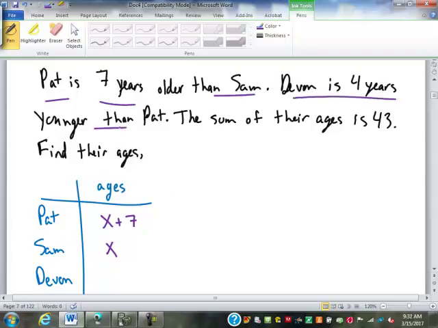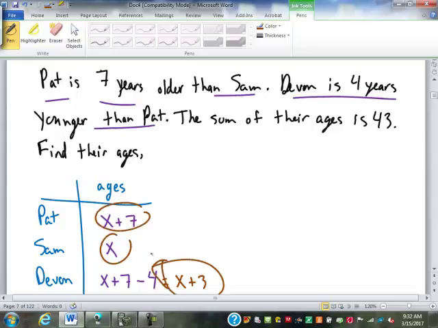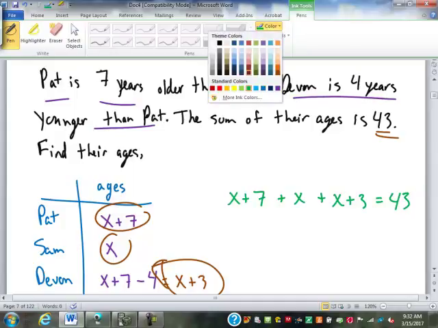Devin is 4 years younger than Pat. So Pat is X plus 7, and from that we're going to subtract 4. So that ends up being X plus 3. So now we have those three ages, and we know that their sum is 43. So X plus 7 plus X plus 3 equals 43. What's our next move?